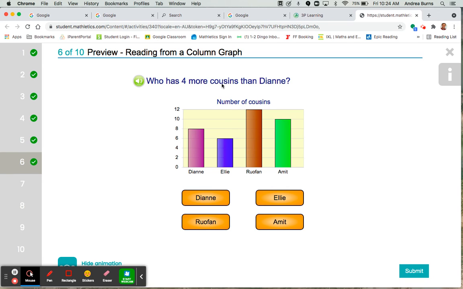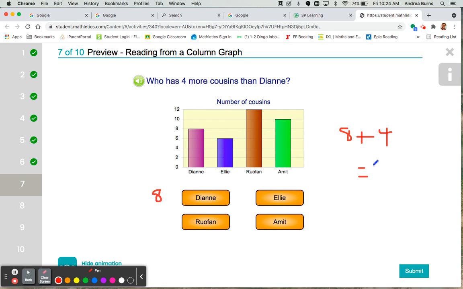Here's the last one we're going to look at today. Who has 4 more cousins than Diane? Let's go and have a look at Diane. Diane's here. She's the purple column, and she's going from 0 all the way to 8. So Diane's got 8. Okay. So who's got 4 more cousins than Diane? Well, that's going to be 8 plus 4, isn't it? 8 plus 4 equals 12.